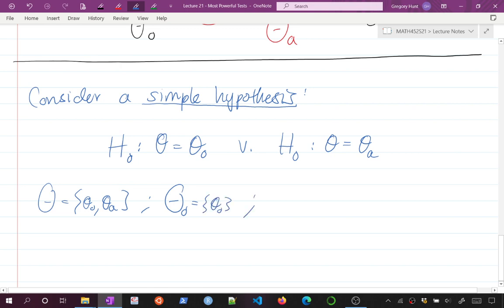Let's call it generic little theta naught. And the possible space of the alternative hypothesis, capital theta a, has just one outcome, little theta a. So maybe the null is 2, the alternative is 5, or the null is 3, the alternative is 7, right? So you can pick different values. But a simple hypothesis is just one where there's only two outcomes. It's this or it's that, not like an interval of possibilities that we're testing.